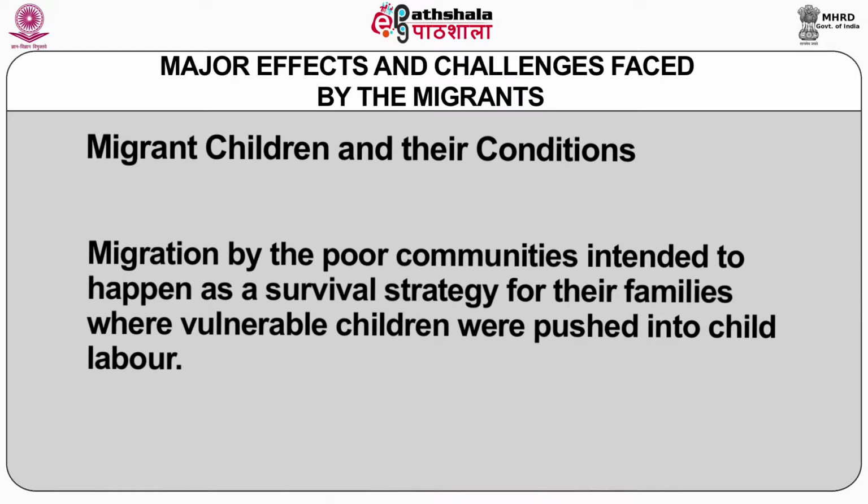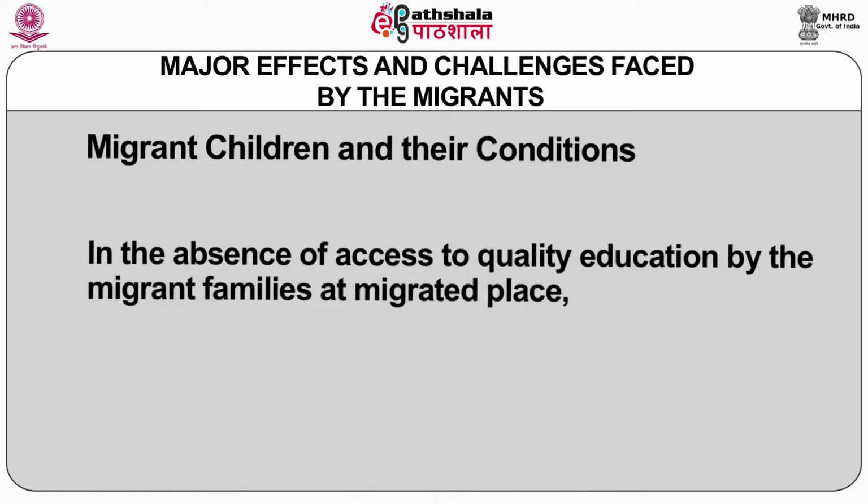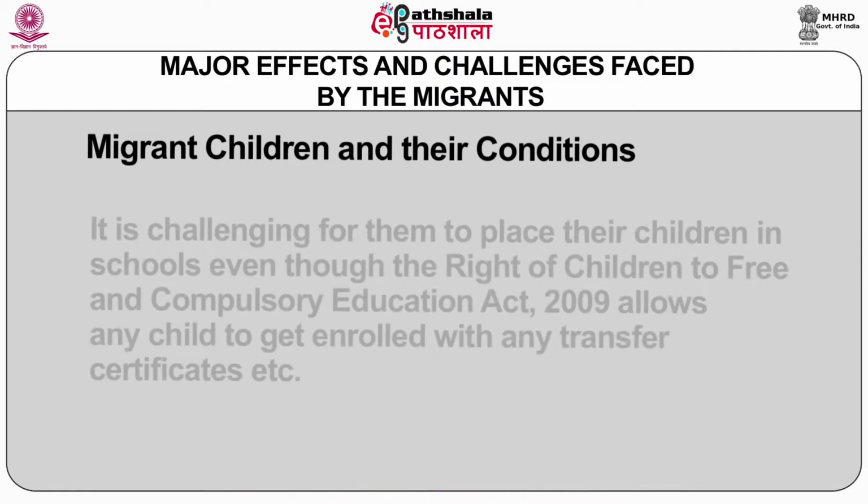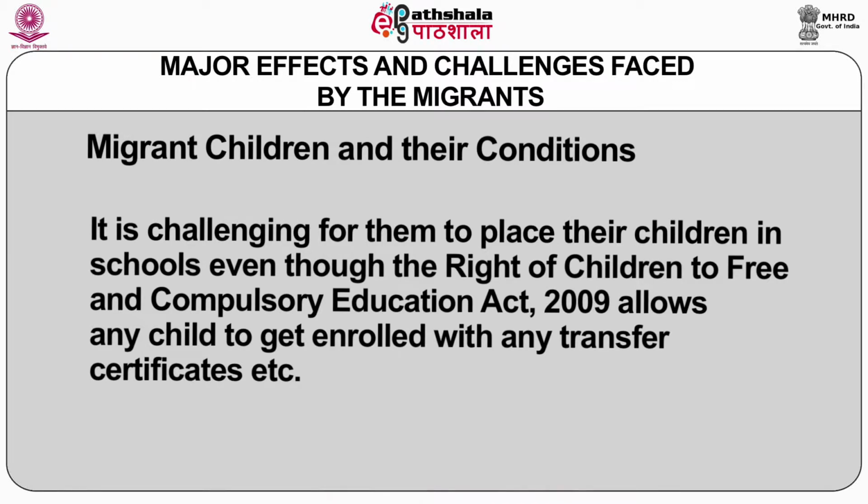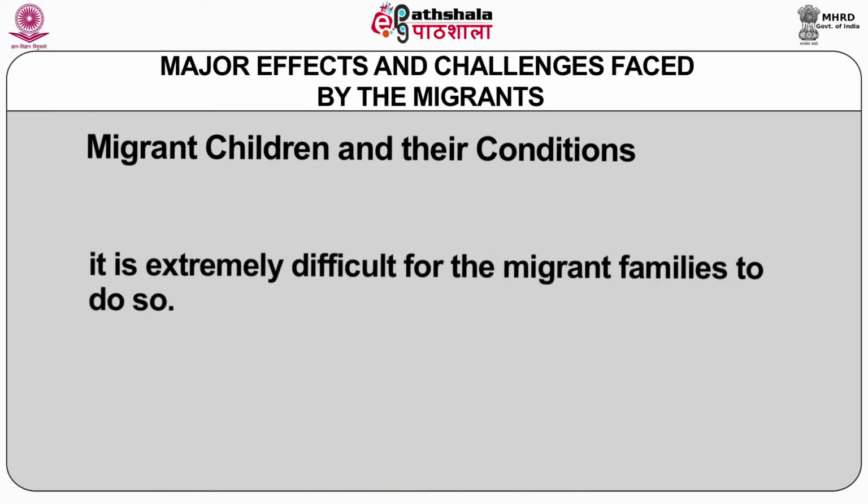Migration by the poor communities tends to happen as a survival strategy for their families, where vulnerable children are pushed into child labor. In the absence of access to quality education for the migrant families at the migrated place, it is challenging for them to place their children in schools, even though the Right of Children to Free and Compulsory Education Act 2009 allows any child to get enrolled without transfer certificates, etc. It's extremely difficult for the migrant families to do so.